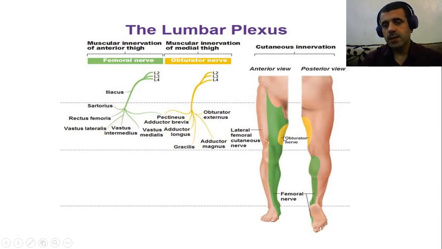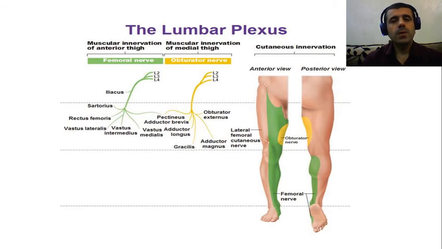This area is supplied by obturator nerve, the nerve which we'll talk later on about. The yellow part is obturator nerve. So femoral nerve comes from the L2, L3, L4. It supplies these muscles, and this green part is the femoral nerve.